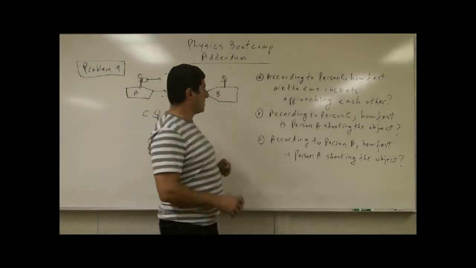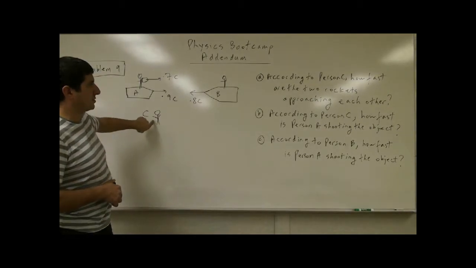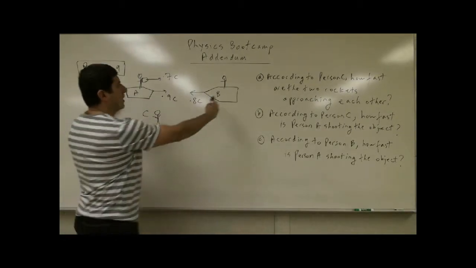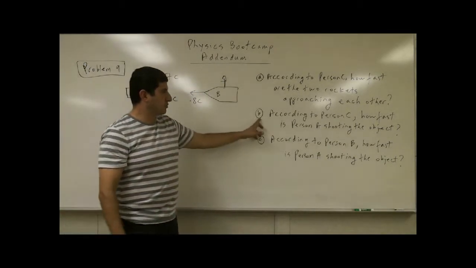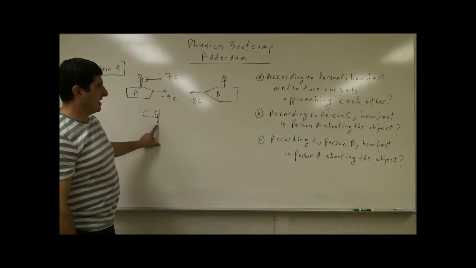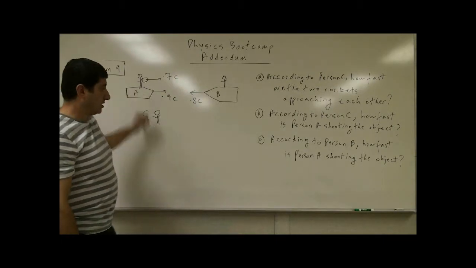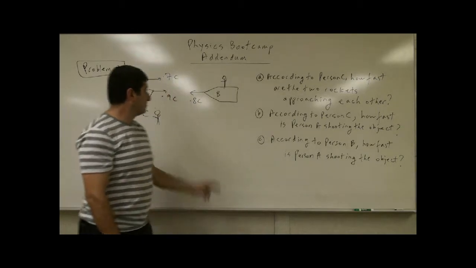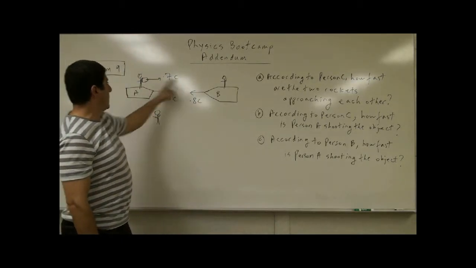The question says: A, according to person C, which is this person, how fast are the two rockets approaching each other? B, according to person C, how fast is person A shooting the object? And C, according to person B, how fast is person A shooting the object?